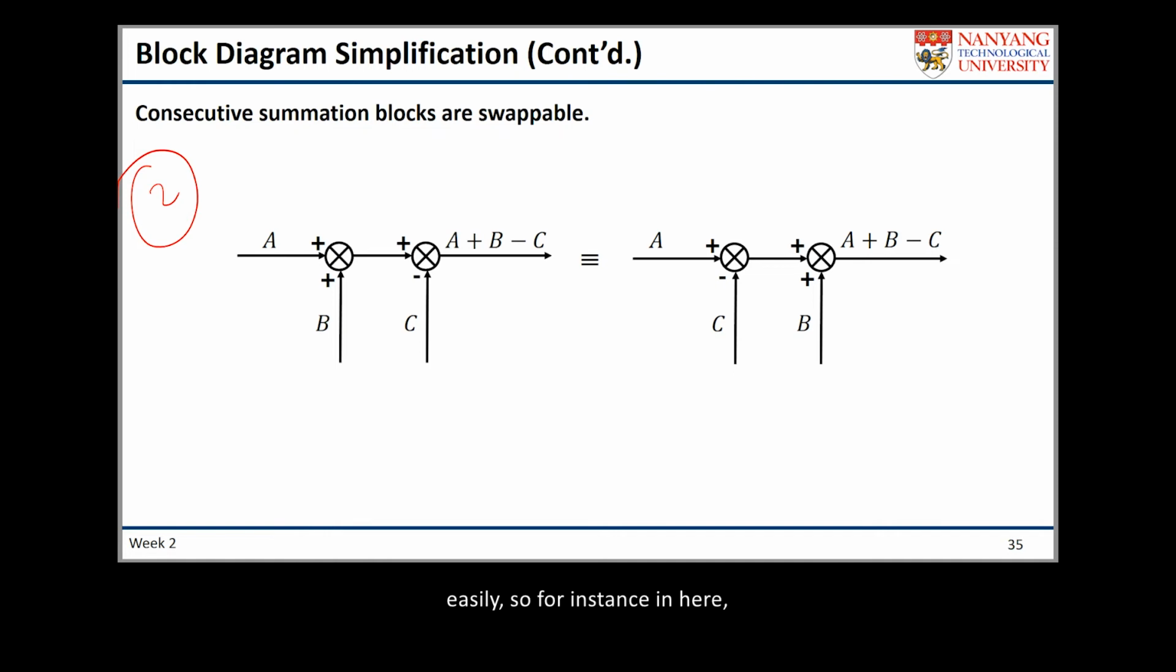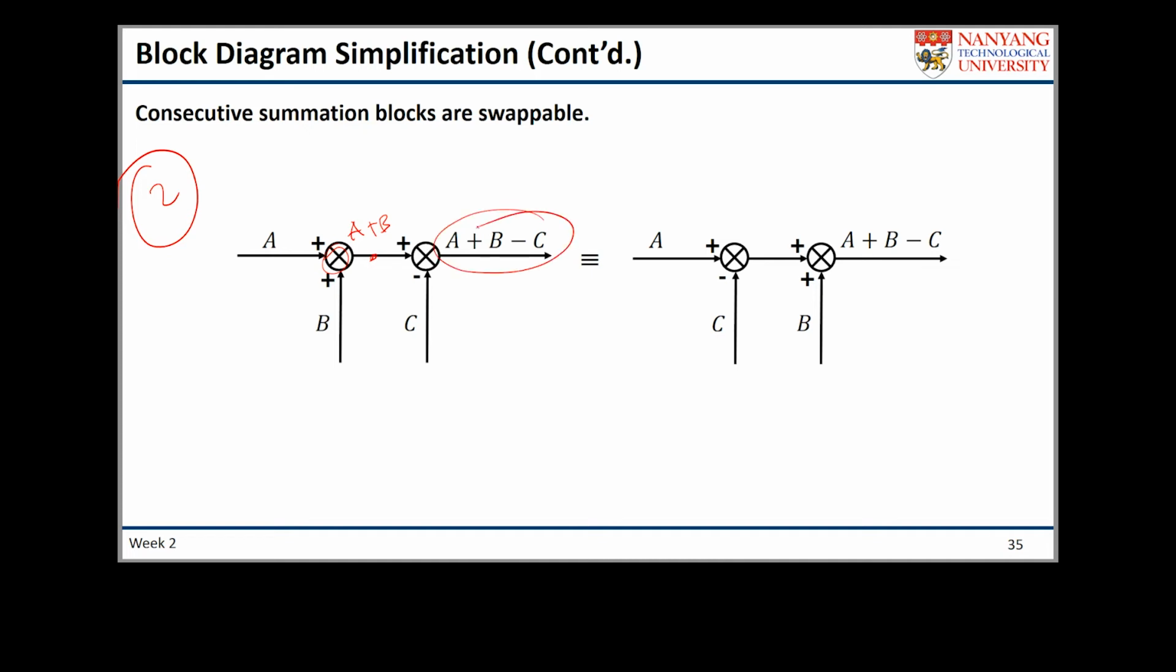So for instance, in here, in the left subsystem, you have the first summing point here that will add the first input A with the second input B. So at this point, the value will be A plus B. And then the second summing point will subtract the first input A plus B with the third input, C. So the output will be A plus B minus C.